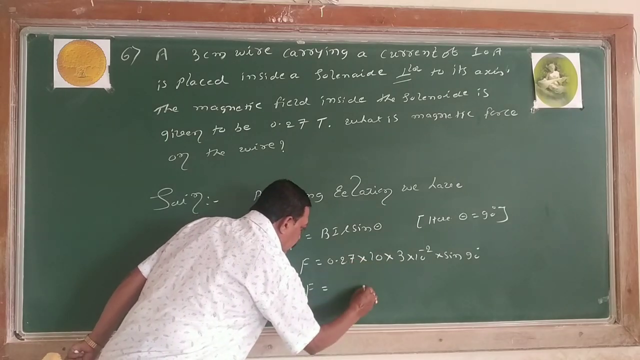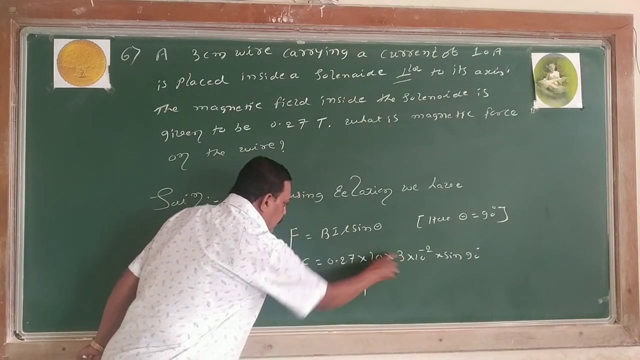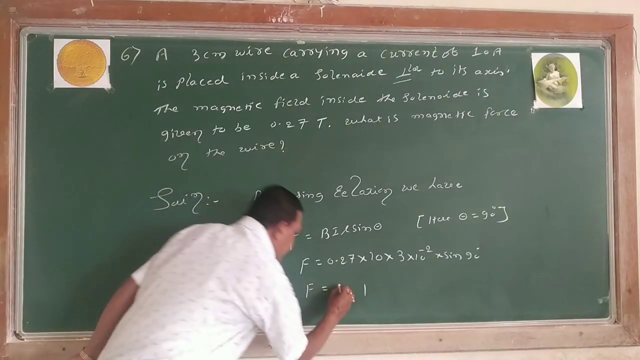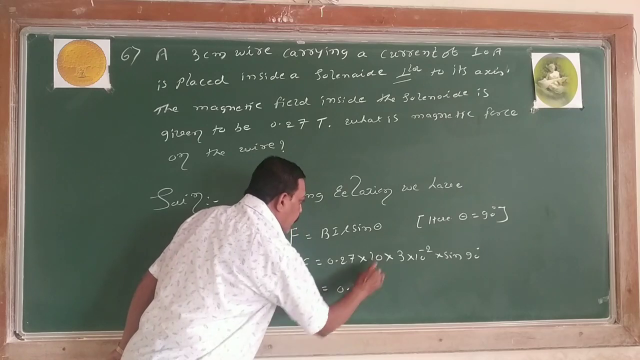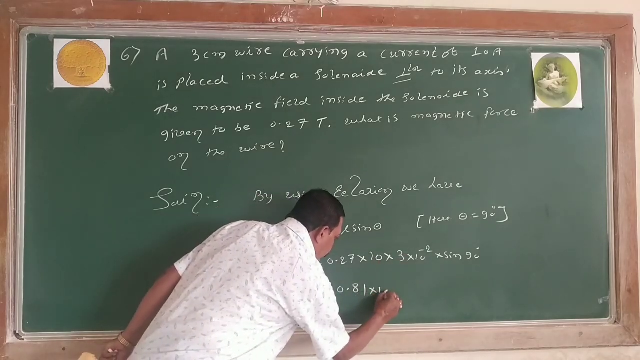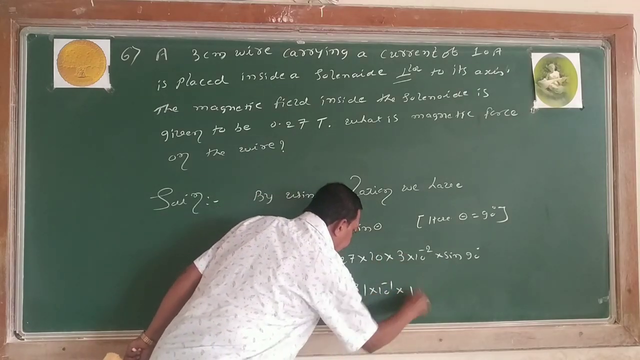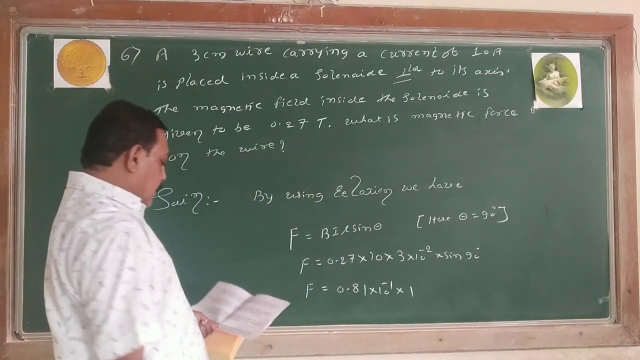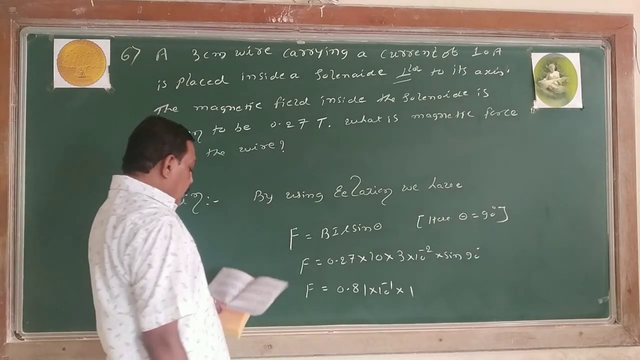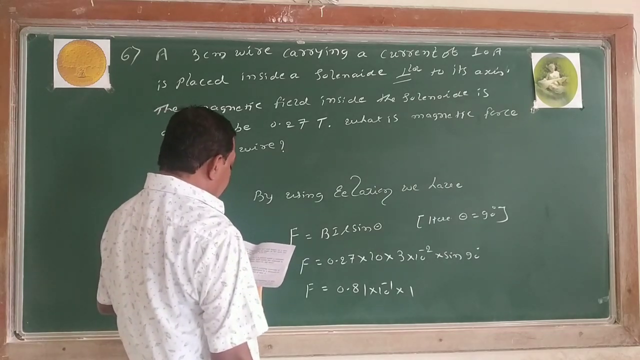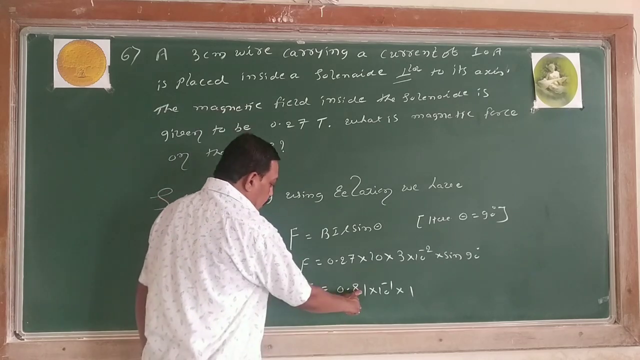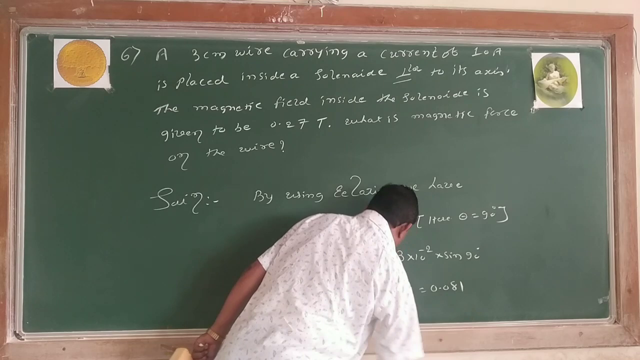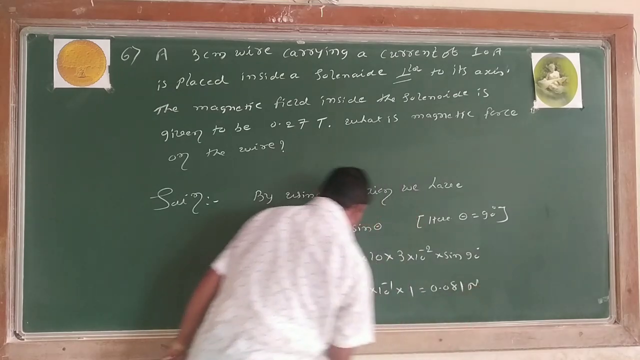Shall I write? 3 7s are 21. Right? 0.81, shall I write? 0.81. This is 10 to the power of minus 1, sin 90. Right? What is that answer? देख लो कितना हो जाता है. Shall I shift here? This is 0.081 Newton.